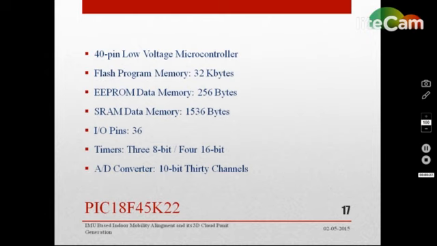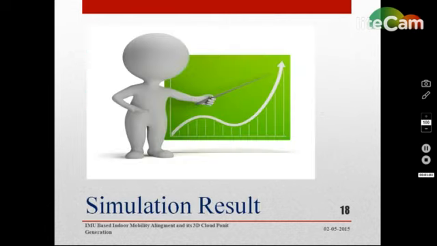And the PIC 18F45K22 series is used here, which has a 40-pin low voltage microcontroller and a flash memory of about 32 KB, an EEPROM data memory of 256 bytes, and SRAM data memory of 1536 bytes, and 36 IO pins are here, and timers like 3 8-bit timers, 4 16-bit timers, and an ADC converter with 10-bit 13 channels are used.